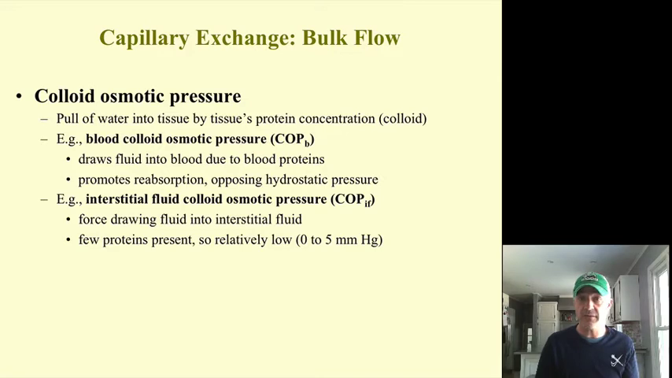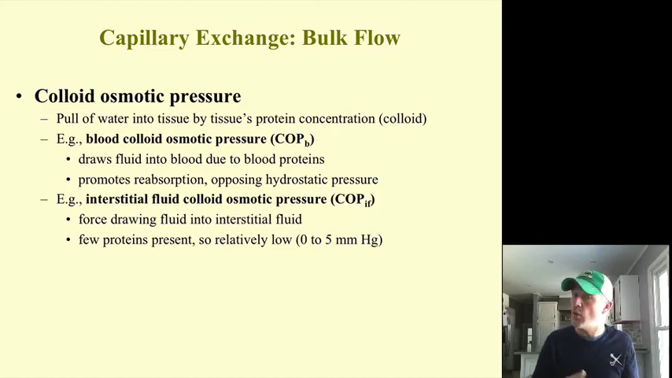This colloid osmotic pressure is from those dissolved substances, those things that can't leave the blood, like the blood cells and albumins. What these are going to do is generate an osmotic gradient. Generally, the blood osmotic pressure is going to promote reabsorption, and it tends to stay pretty constant throughout. It's going to oppose that hydrostatic pressure.